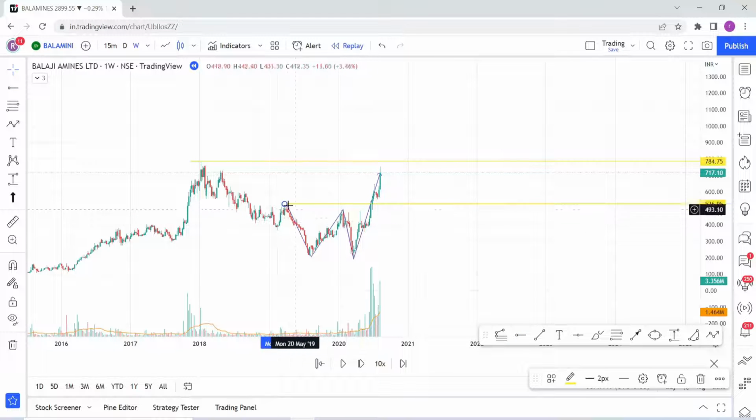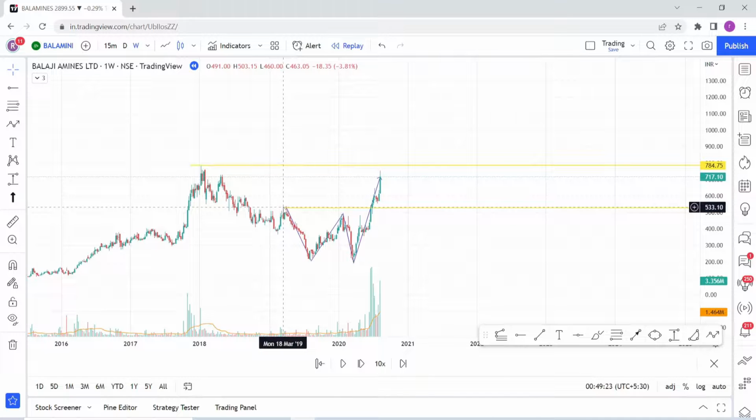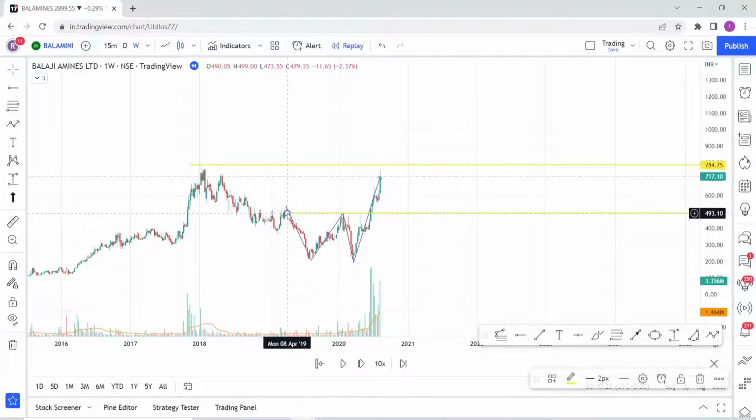So here, if you see, it is making a double bottom, and this point you are seeing here is the previous swing high, right? This is the swing high. Now it has broken out of the swing high that was on 22nd June. So at that time itself the mild trend has started.